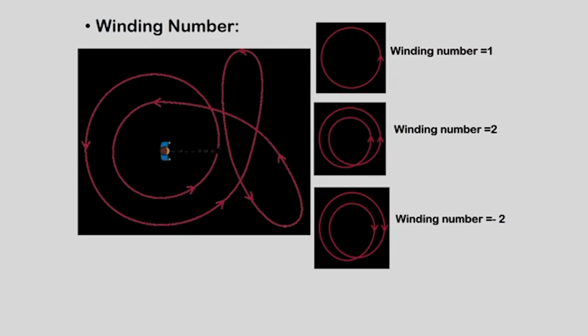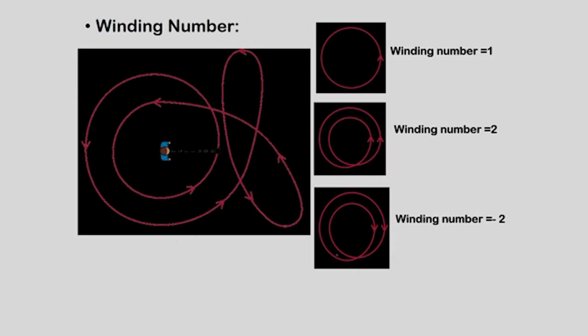So if it goes around once, it's called a winding number 1. If it does twice with respect to the center of this, the 3 vertical pictures that you see, then the winding number is 2. And similarly, if it does it in the opposite sense, the direction of winding is also important, and then the winding number is -2 and so on.